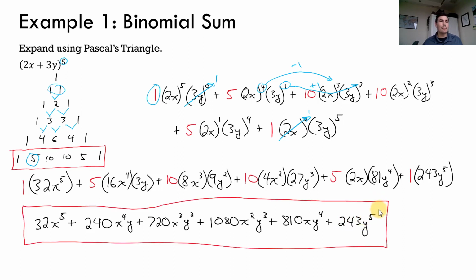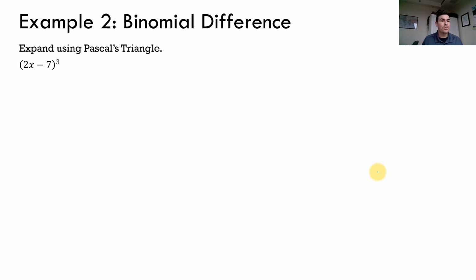Okay, taking a look at a binomial difference now. So I've got 2x minus 7 all raised to the 3rd. So let's start making our triangle. We're going to expand this using Pascal's triangle. So again, my first 3 rows always look the same. I've got 1, then 1, 1, and then 1, 2, 1. And I just get that 2 by adding these 2 terms above it. And then I've got 1, 3, 3, 1.